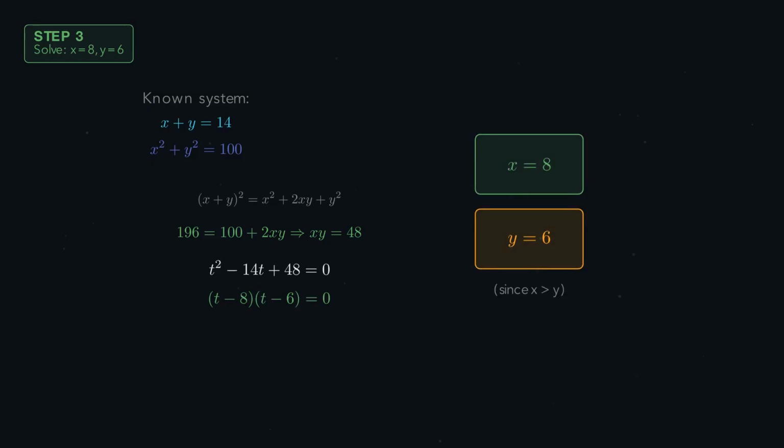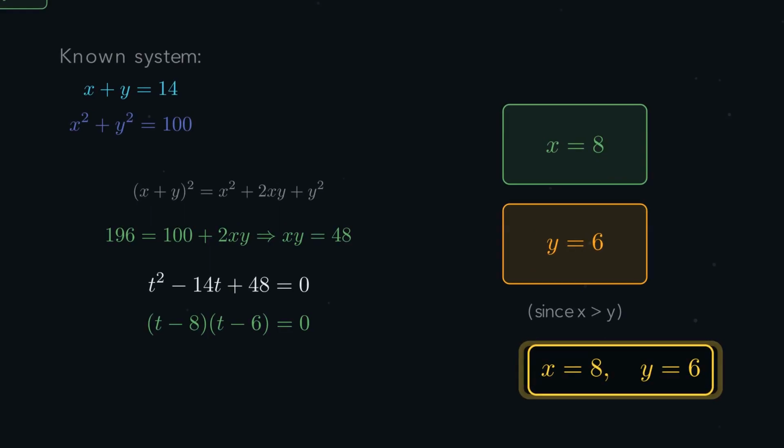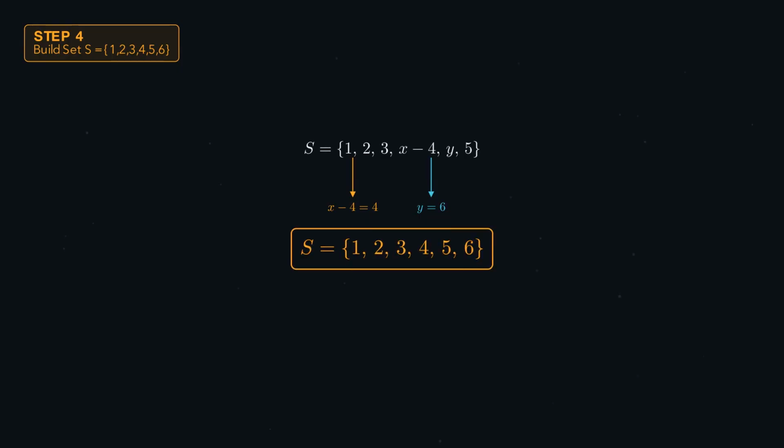Substituting into the given set, x minus 4 becomes 4 and y becomes 6. So our set is simply 1, 2, 3, 4, 5, 6, 6 consecutive integers. Notice how cleanly the problem was designed to give us this.